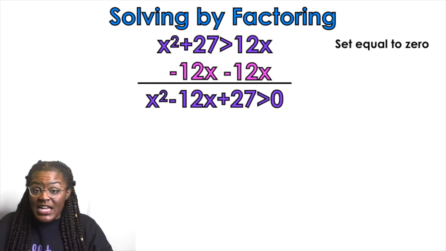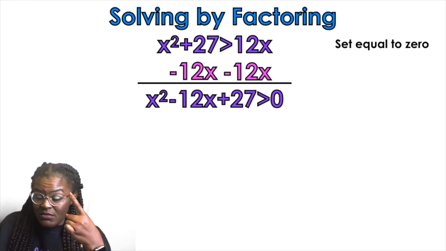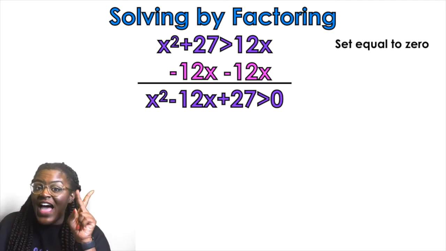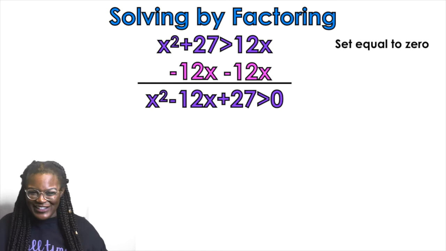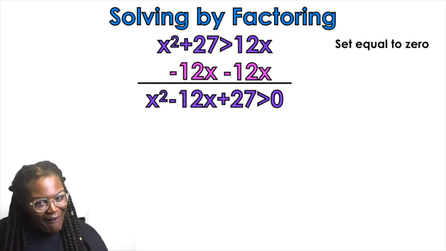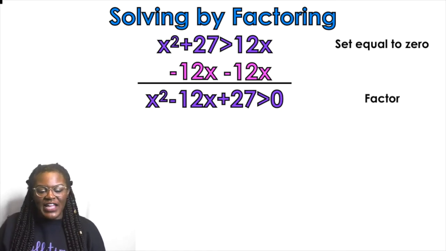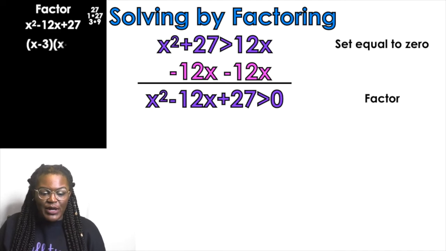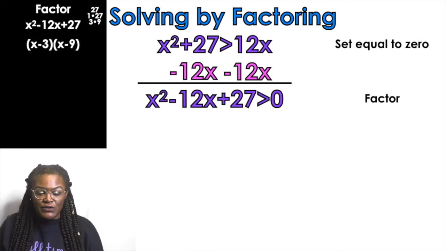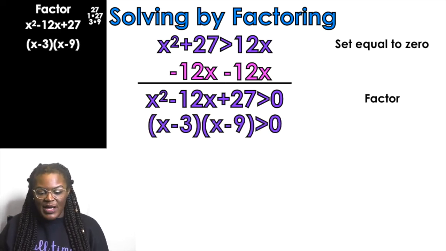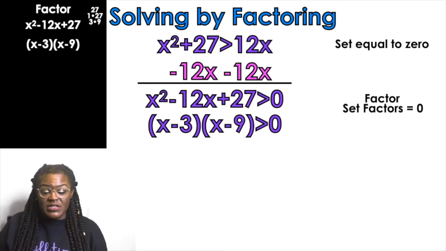Anyway, now what should I do after I set it equal to 0? Factor. Good job. Look at you. Okay, I'm going to factor again. You might not remember how to factor, but there it goes if you forgot. So I have x minus 3, x minus 9 is greater than 0.